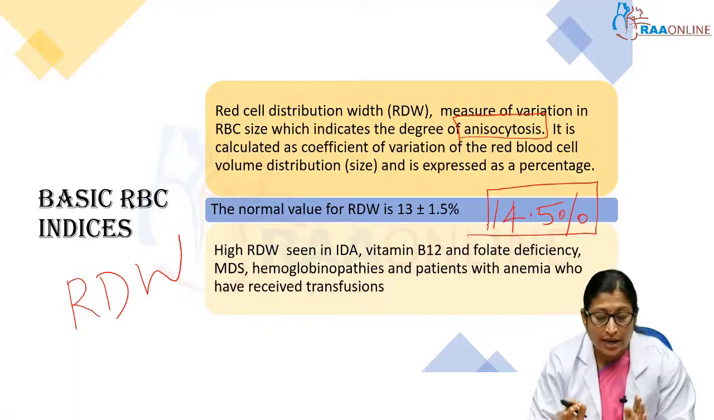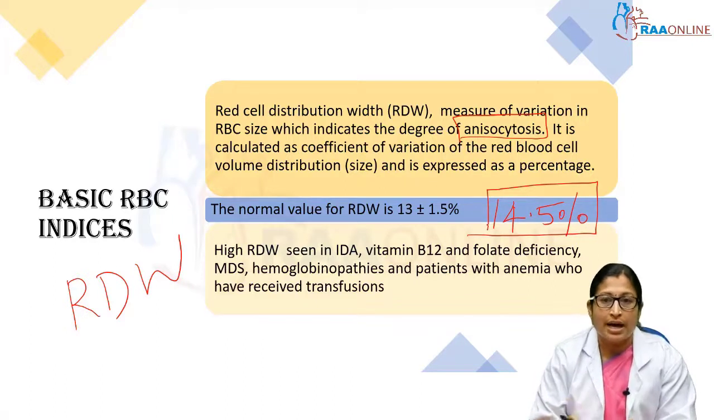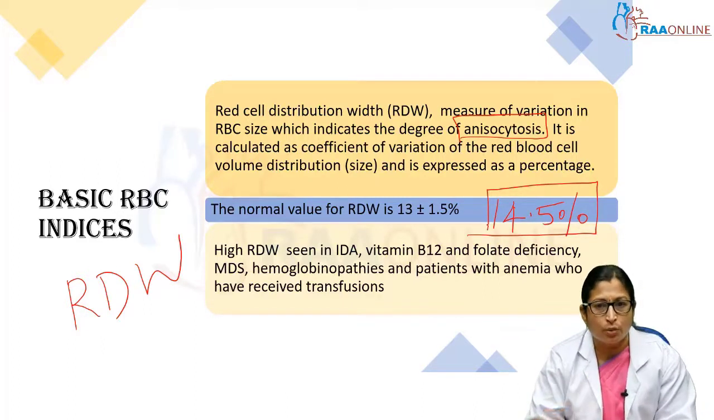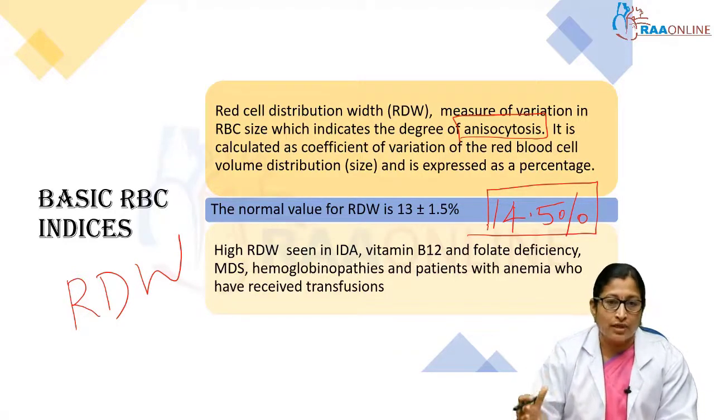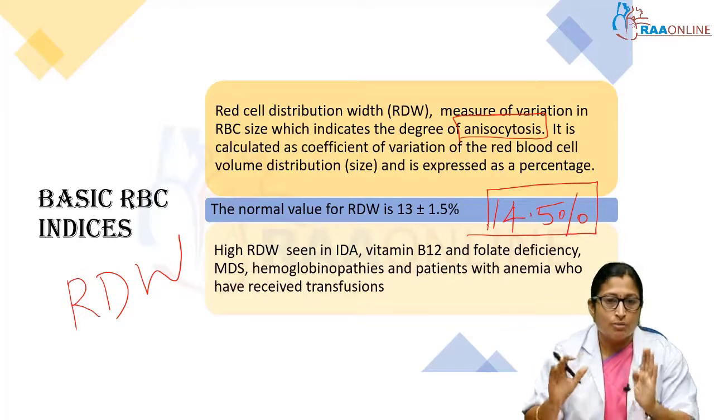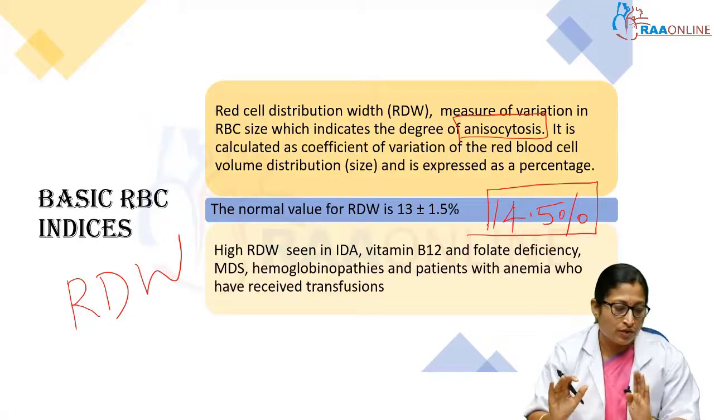So where do you see this high RDW? It is seen in iron deficiency anemia, B12 deficiency, folic acid deficiency, myelodysplastic syndrome, hemoglobinopathies, and even in patients who have received transfusions. These are patients who are going to have high red cell distribution width. Just understand that if red cell distribution width is high, it indicates anisocytosis. That's what we have to understand.